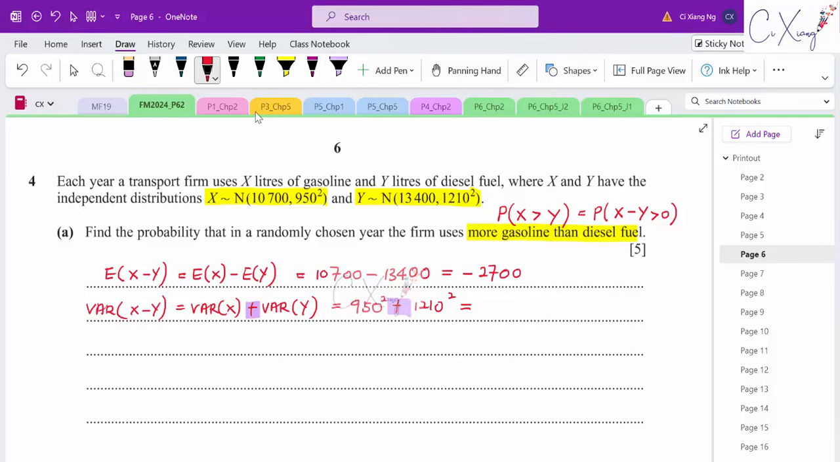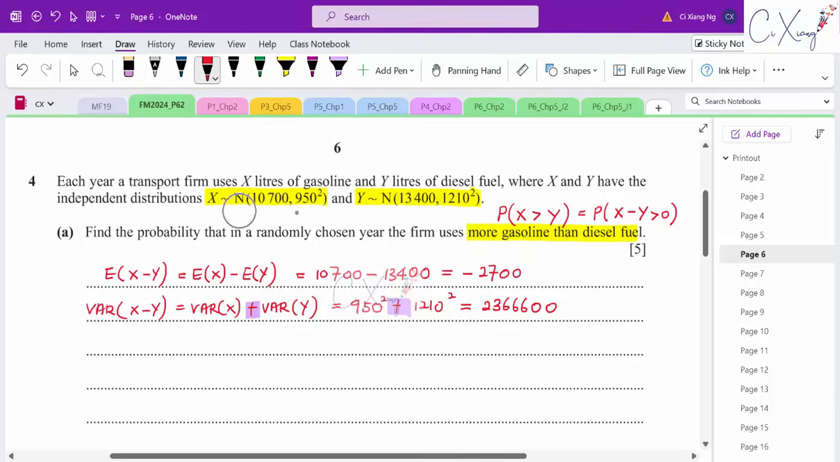Okay, then you can find the total for the variance. It will be 2366600. Since I know that X is normally distributed and Y is also normally distributed, therefore X minus Y is still normally distributed, with the mean negative 2700 and the variance this large value here.